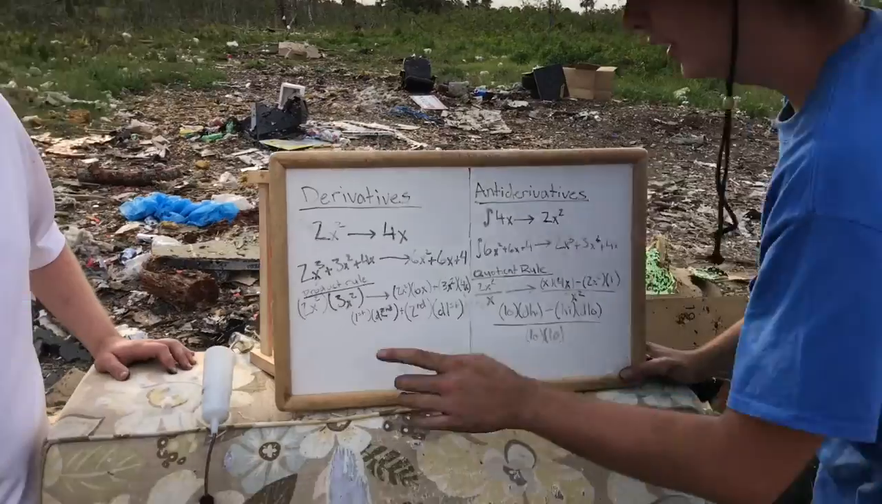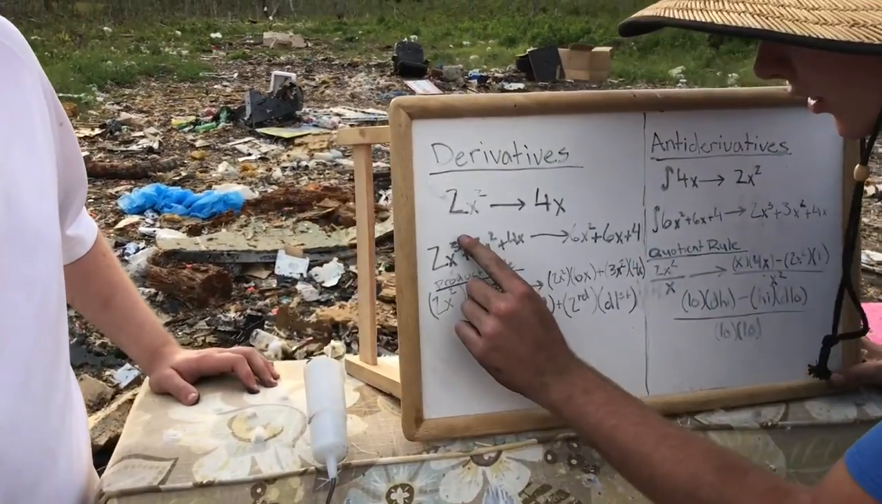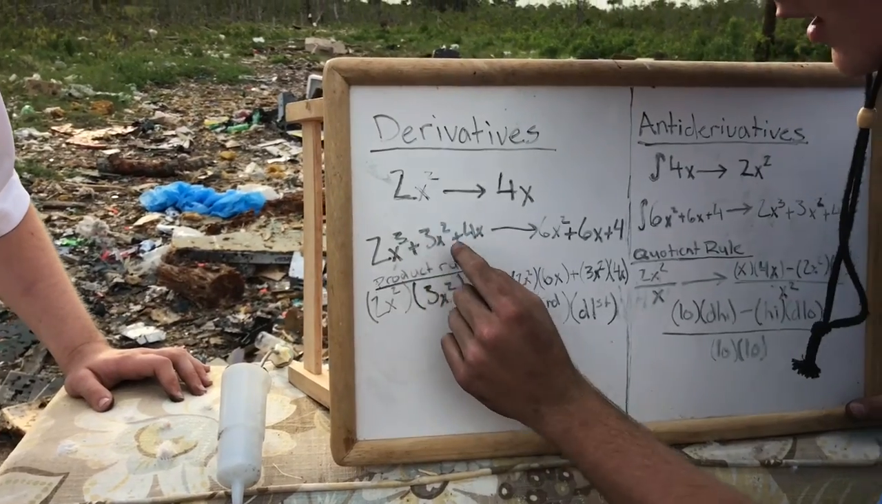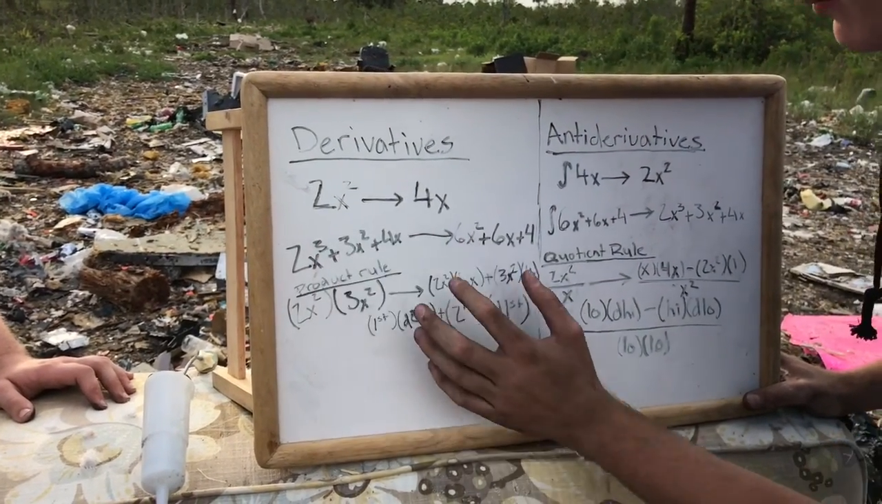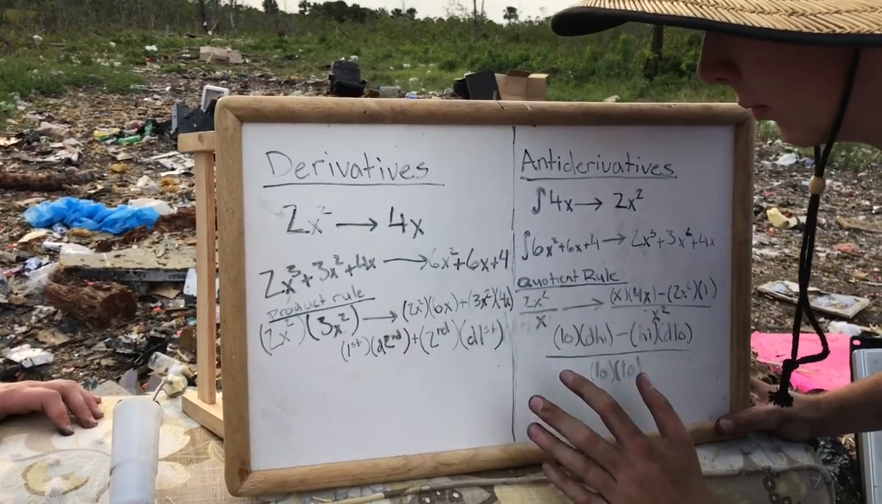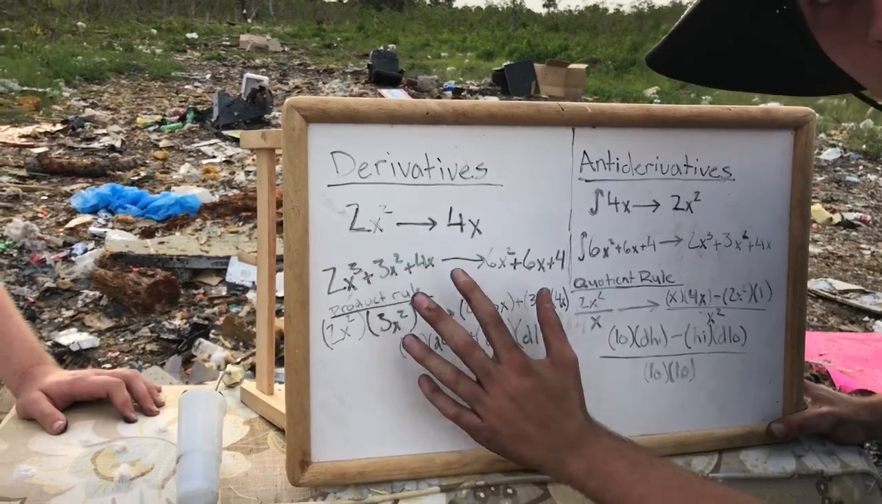Now here's a more complex one right here. This is one I had to teach cousin Billy. Do the same thing: take the power and times it by the coefficient, but subtract 1 each time you go around, so that'd be 6x squared plus 6x plus 4, because then you get rid of that imaginary 1 up there.